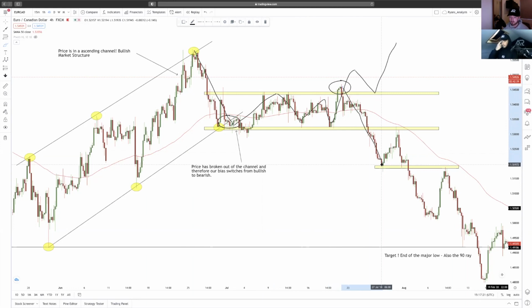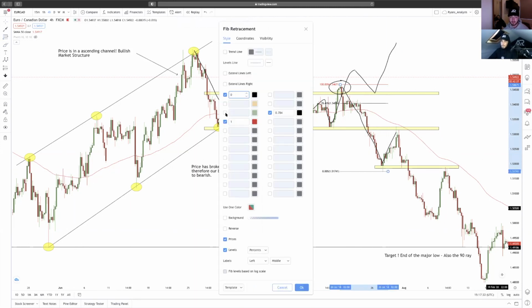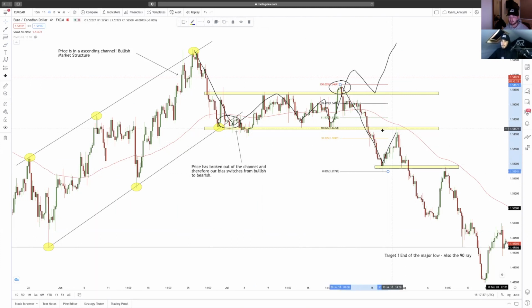And then what did price do? Price pulled back into our area of interest, which is the support level of the range. If I draw in my Fibonacci from swing high to swing low, we can see that price came back and retested the 50% Fibonacci level, and we also came back and retested the range, which is great. And this is where you can trade off.